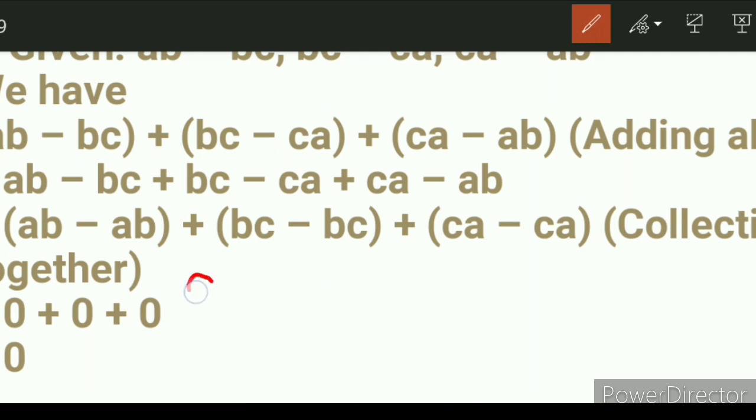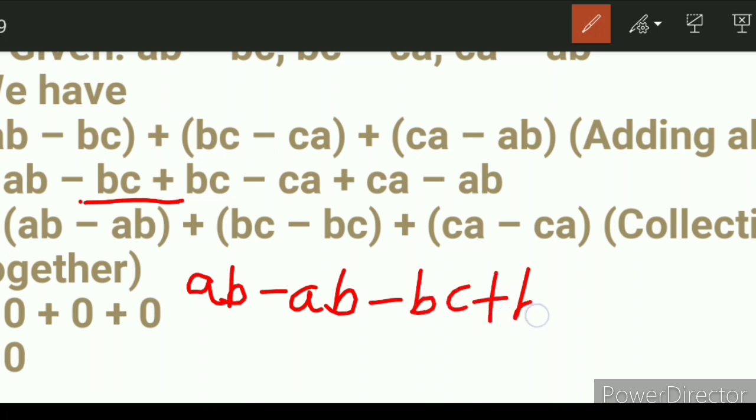First the AB term, AB minus AB. Next, these two, the BC term: minus BC plus BC. Next, the CA term: minus CA plus CA. In this way collect all the like terms. Now we can add or subtract the like terms. Here we have to use the integer concept. Same sign terms we should add, opposite sign terms we should subtract.